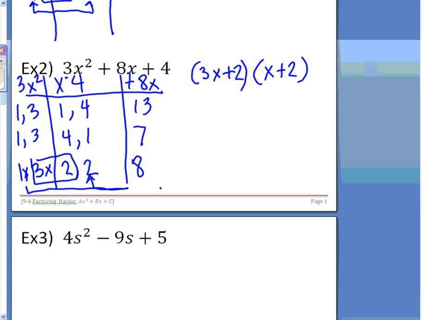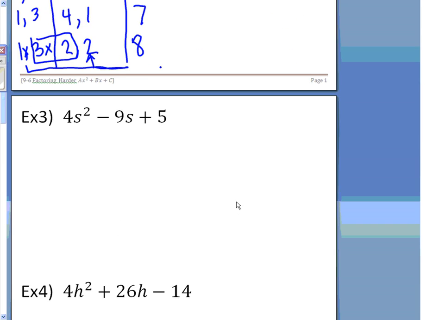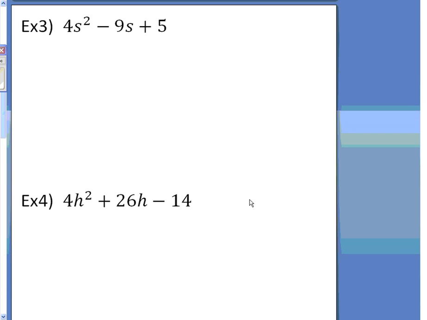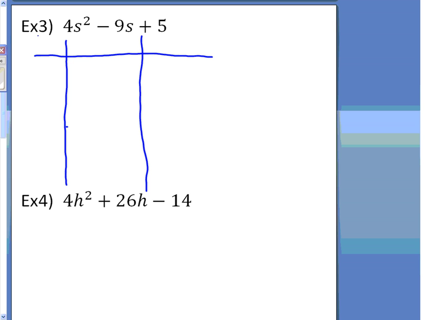Okay. On the next problem, let's go to the next one. First things first, is the coefficient negative? The answer is no, right? Is there a common denominator here? The answer is no. In that case, I just go ahead and make my table. All right. I want to make 4s squared. I want a product of 5 and a sum of negative 9.